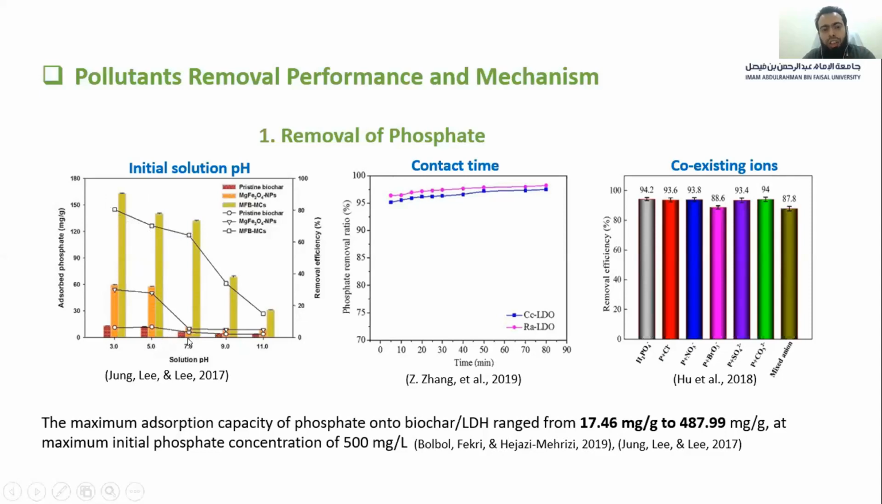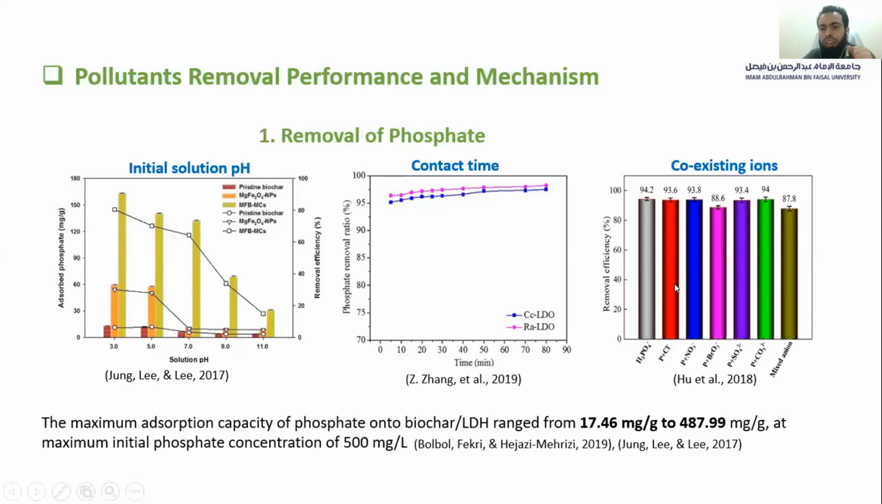You can also see here that these LDH biochar composites showed better removal performance at different pH ranges. This is quite attractive for treating industrial waste as well, because the pH of the wastewater is around 7 to 8, so it can be easily used for the treatment of industrial effluent. Plus, in the second graph, you can see Zhang et al. found that within 30 minutes, 95% of the phosphate was removed by LDH biochar composites.